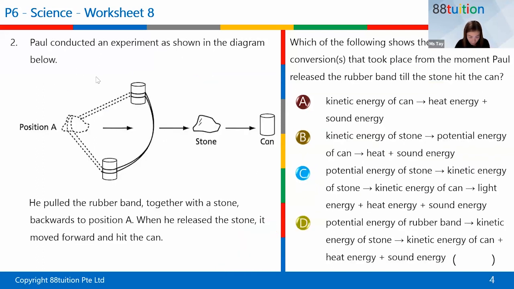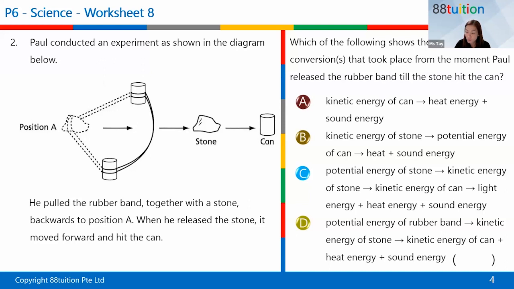Okay, good. So let's go on. Question 2. Paul conducted an experiment as shown in the diagram below. There's position A here. There's a stone here. He pulled the rubber band together with a stone backwards to this position. When he released the stone, the stone then moved forward and hit the can. Which of the following shows the correct energy conversion that took place from the moment Paul released the rubber band until the stone hit the can?